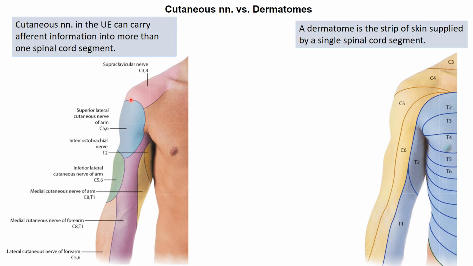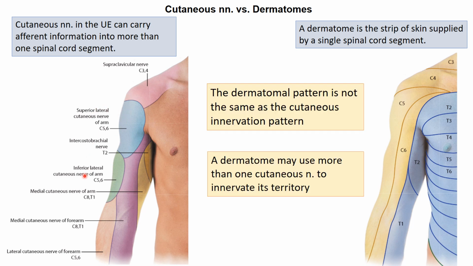So to cover the C5 territory, you need three different cutaneous nerves, but they have overlapping areas. They cover the areas of both C5 and C6. And that's why a dermatomal pattern is not the same as cutaneous innervation pattern. And again, a dermatome may use more than one cutaneous nerve to innervate its territory.